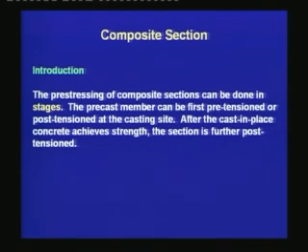The prestressing of composite sections can be done in stages. The precast member can be first pre-tensioned or post-tensioned at the casting site. After the cast-in-place concrete achieves strength, the section is further post-tensioned. That means, first the precast member is prestressed in the casting yard itself, then it is transported to the site, and after the cast-in-place concrete has been placed and hardened, it can further be prestressed. Hence the prestressing operation is done in stages, which is based on the analysis of the different sections at different times, and this also leads to a more efficient section.